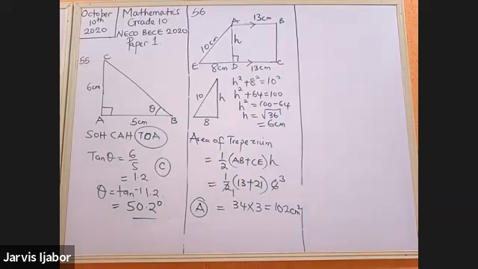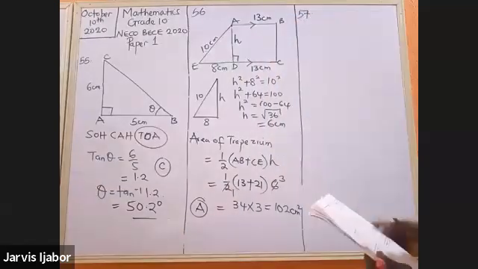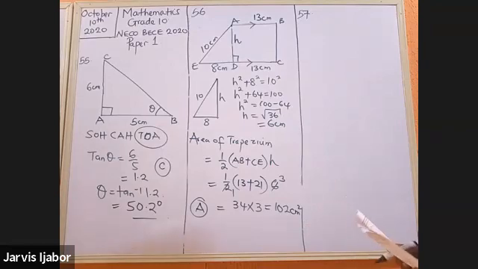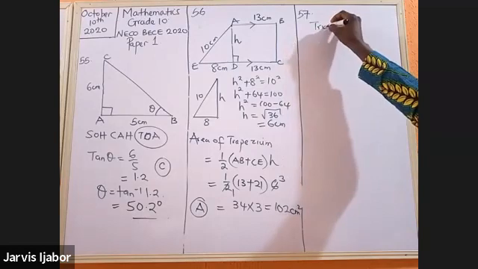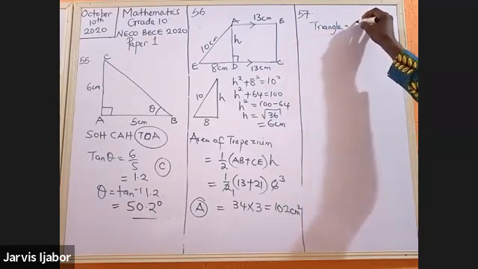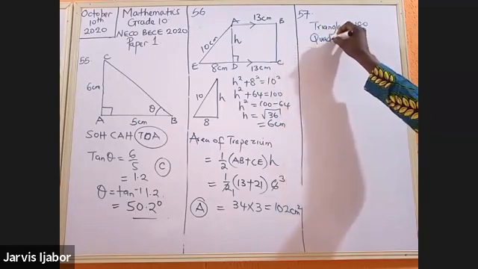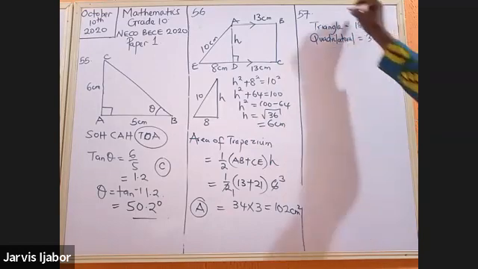All right, so question 57. The sum of the angles of a pentagon. There's even a technique to get the sum of the angles. Now, just by way of extension, if it's a triangle, it will be what? 180. If it is a quadrilateral, it will be 360.